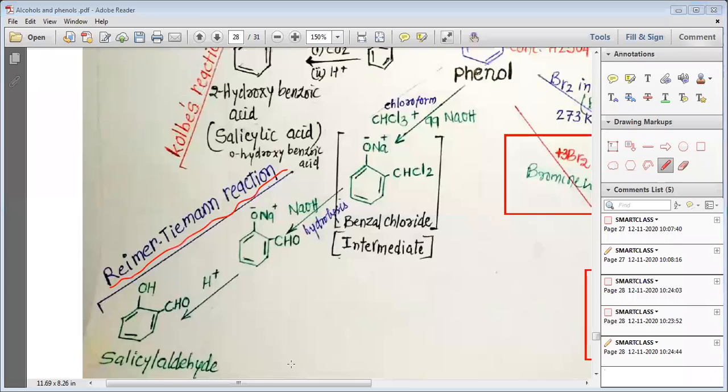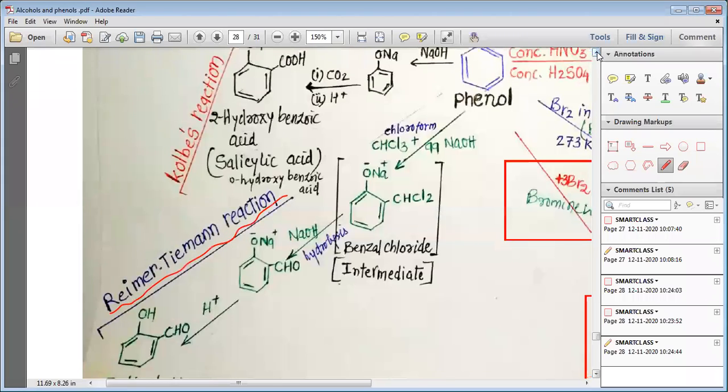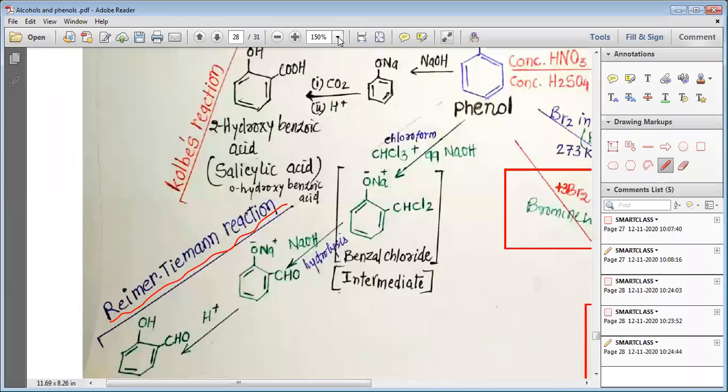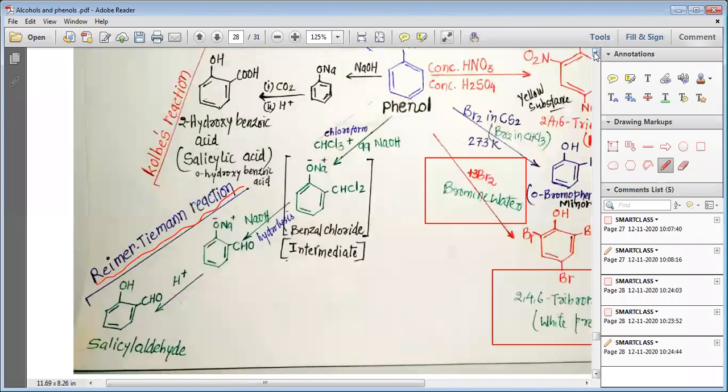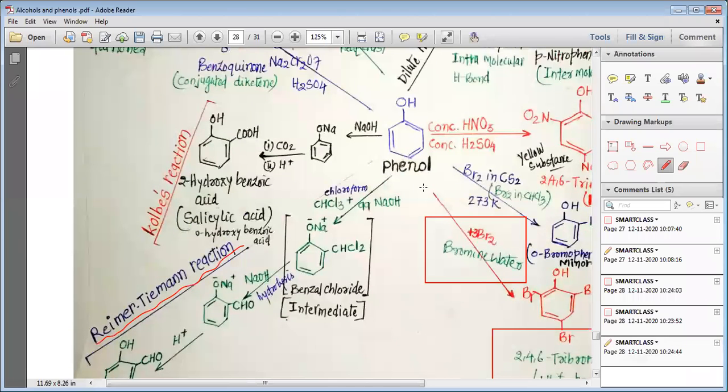Let us pay attention to the Reimer-Tiemann reaction. In this reaction, my dear students, we take phenol, and phenol is allowed to react with chloroform, that is CHCl3, in the presence of aqueous NaOH.